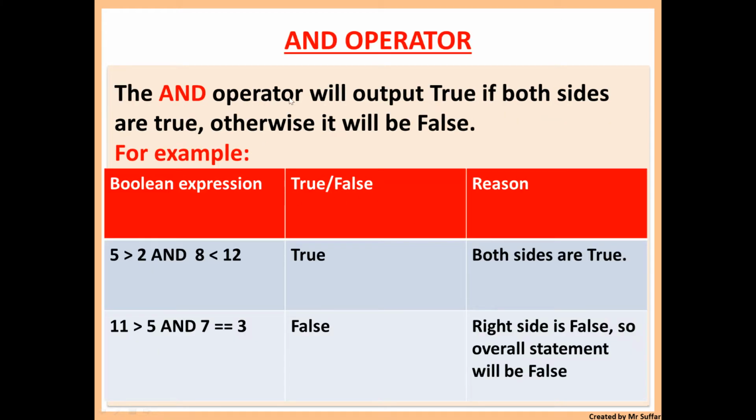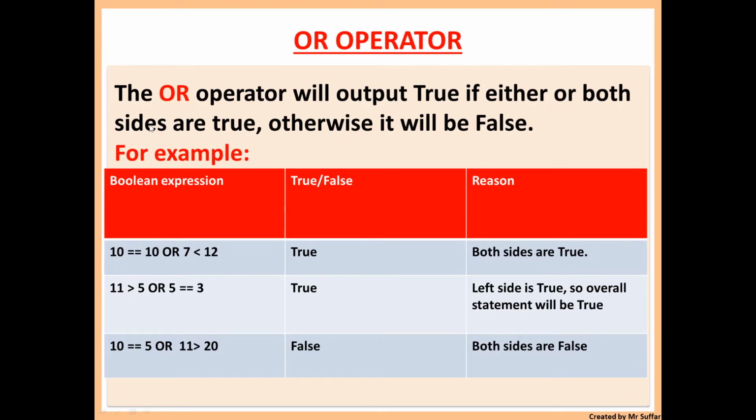Now, the and operator will output true if both sides are true. Otherwise, it will be false. So as long as the right side and the left side is true, then it will become true. Otherwise, it's going to be false. So it needs 2 sides true. So 5 is greater than 2 and 8 is less than 12. Now both of these statements are true, so it will output true. 11 is greater than 5, that's true, and 7 is equal to 3, that's false. So the left side is true and the right side is false. So it would output false because the AND operator needs 2 sides to be true for it to become true.